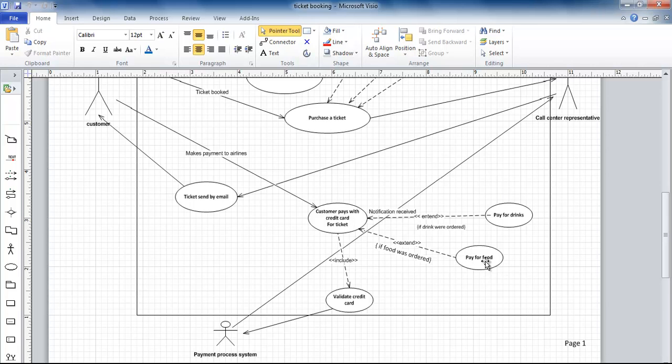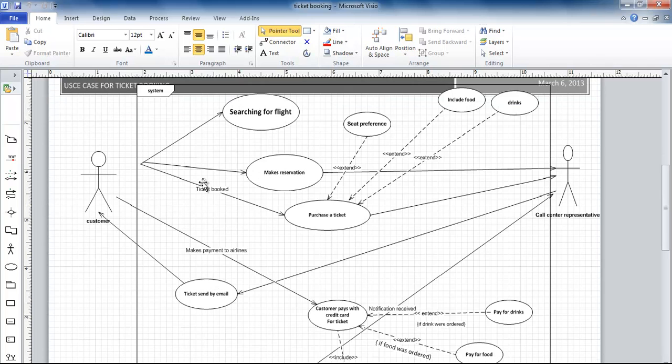If the food was ordered, he also pays for the food, and the customer has made all the payment, and the payment goes to the validated card, and the card is validated by the process system, and this goes to the ticket, and the customer gets the ticket by email. Okay, this is how the use cases work, and that's all that there is for right now about the use case.